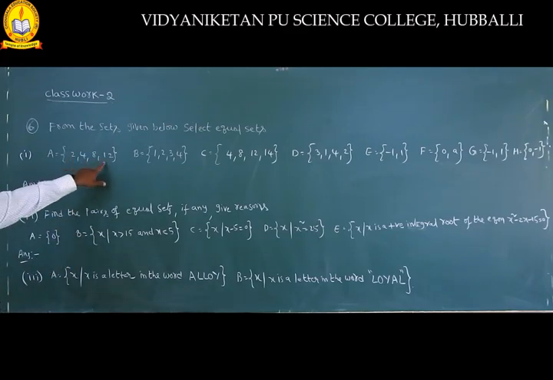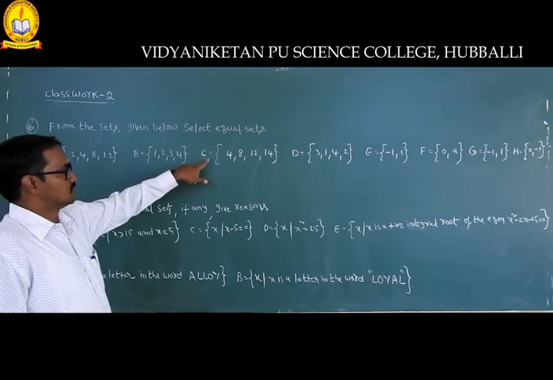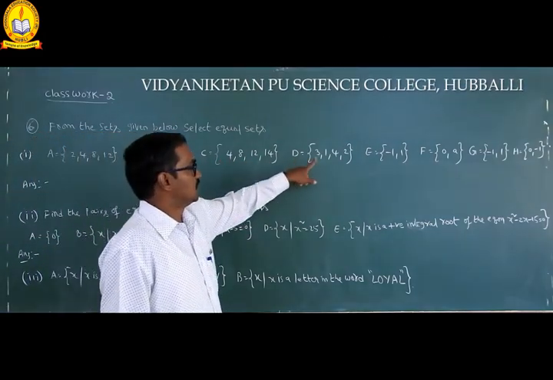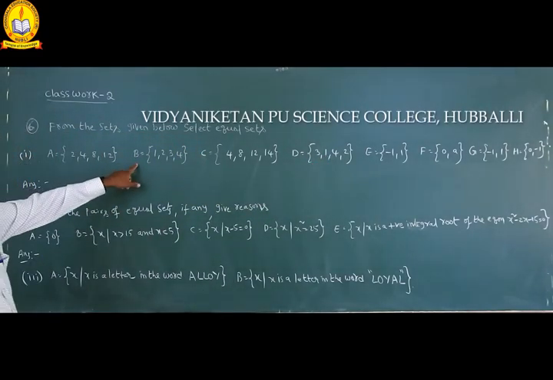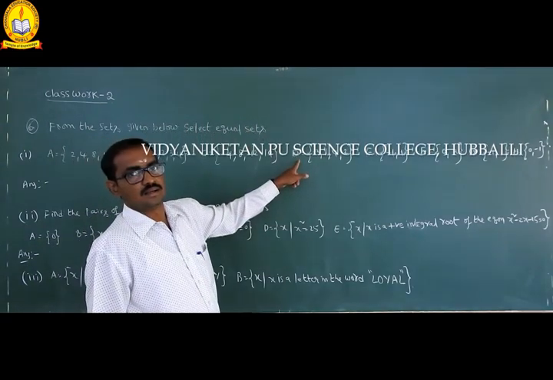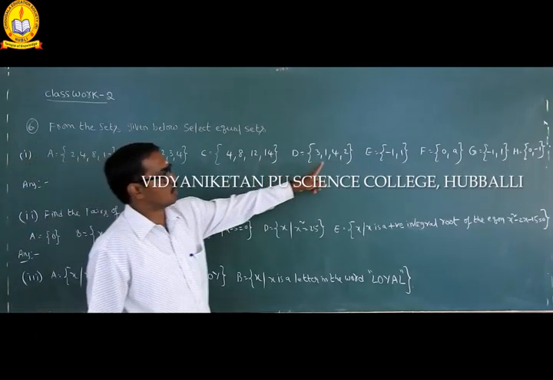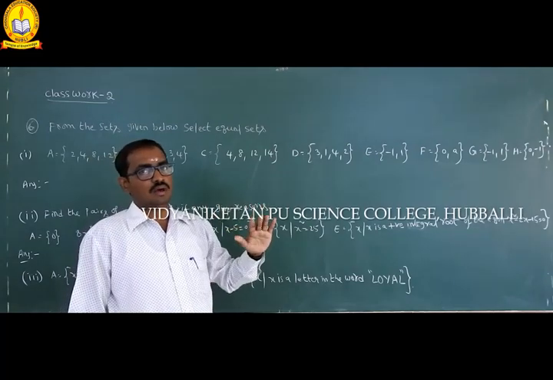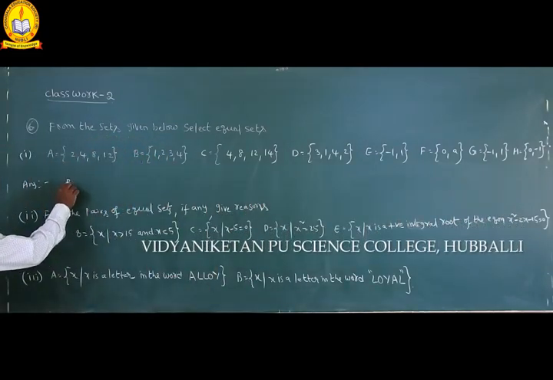Set A: 2, 4, 8, 12. Set B: 1, 2, 3, 4. Set C: 4, 8, 12, 14. Set D: 1, 2, 3, 4. Observe, set B and set D are both equal sets. Set B has 1, 2, 3, 4, and set D also has 1, 2, 3, 4. The number of distinct elements is 4 and the elements are also the same. So set B is equal to set D. We can write that.